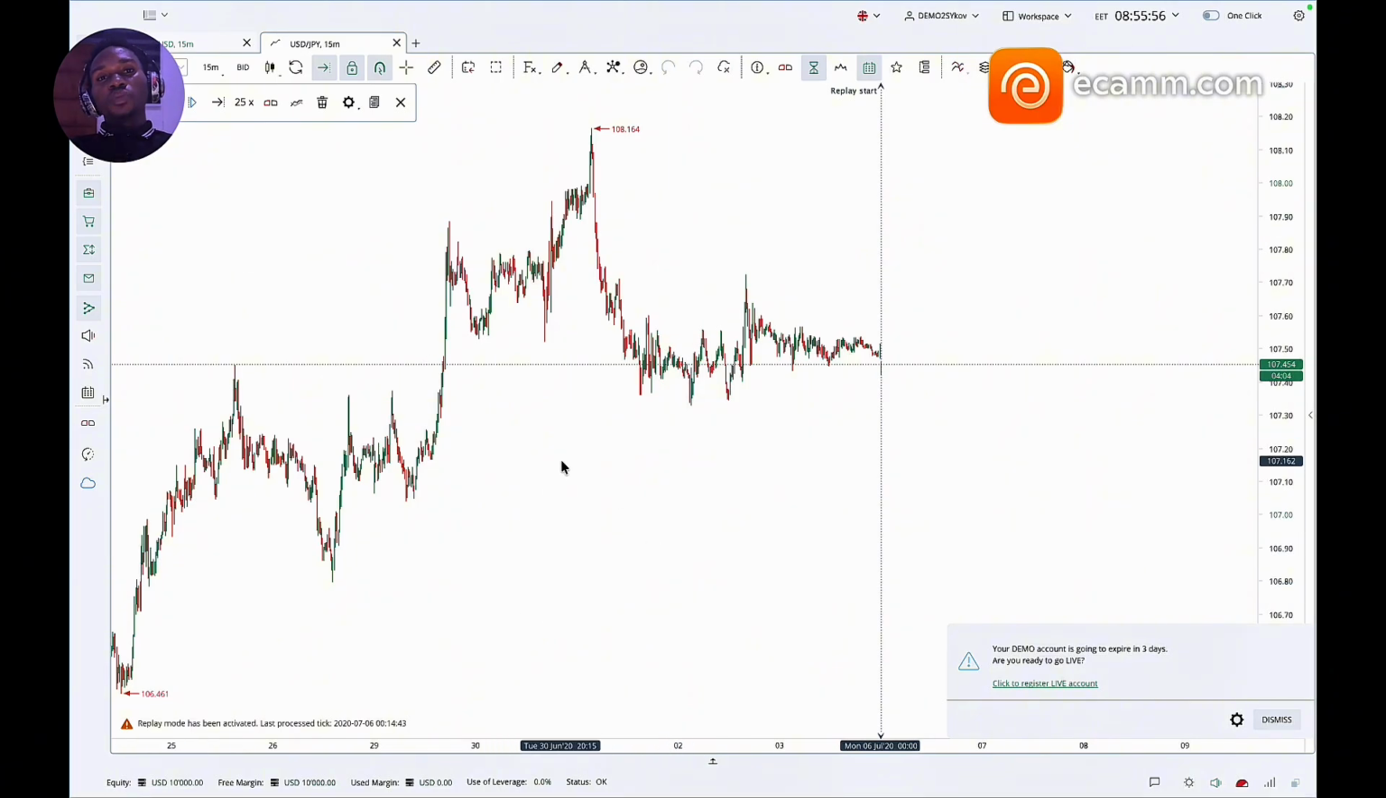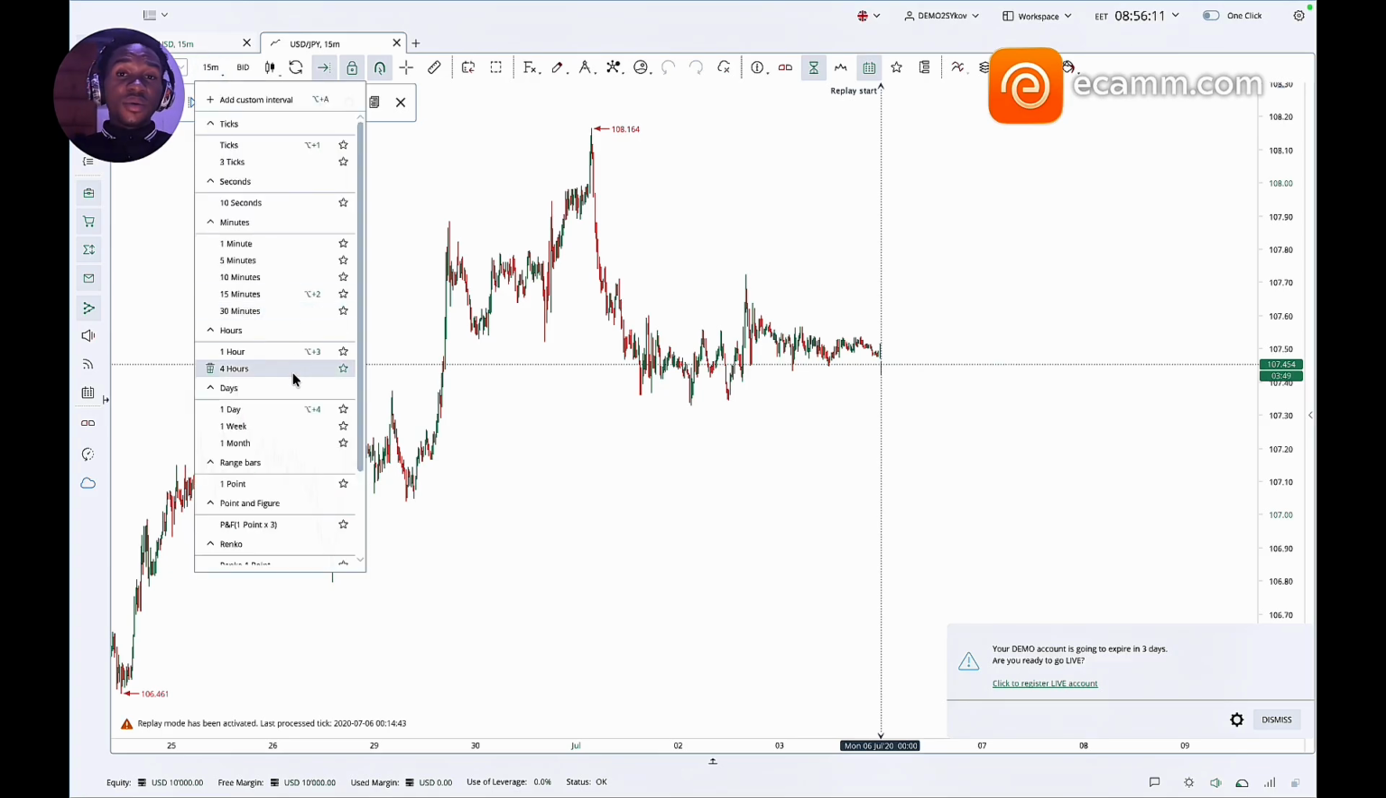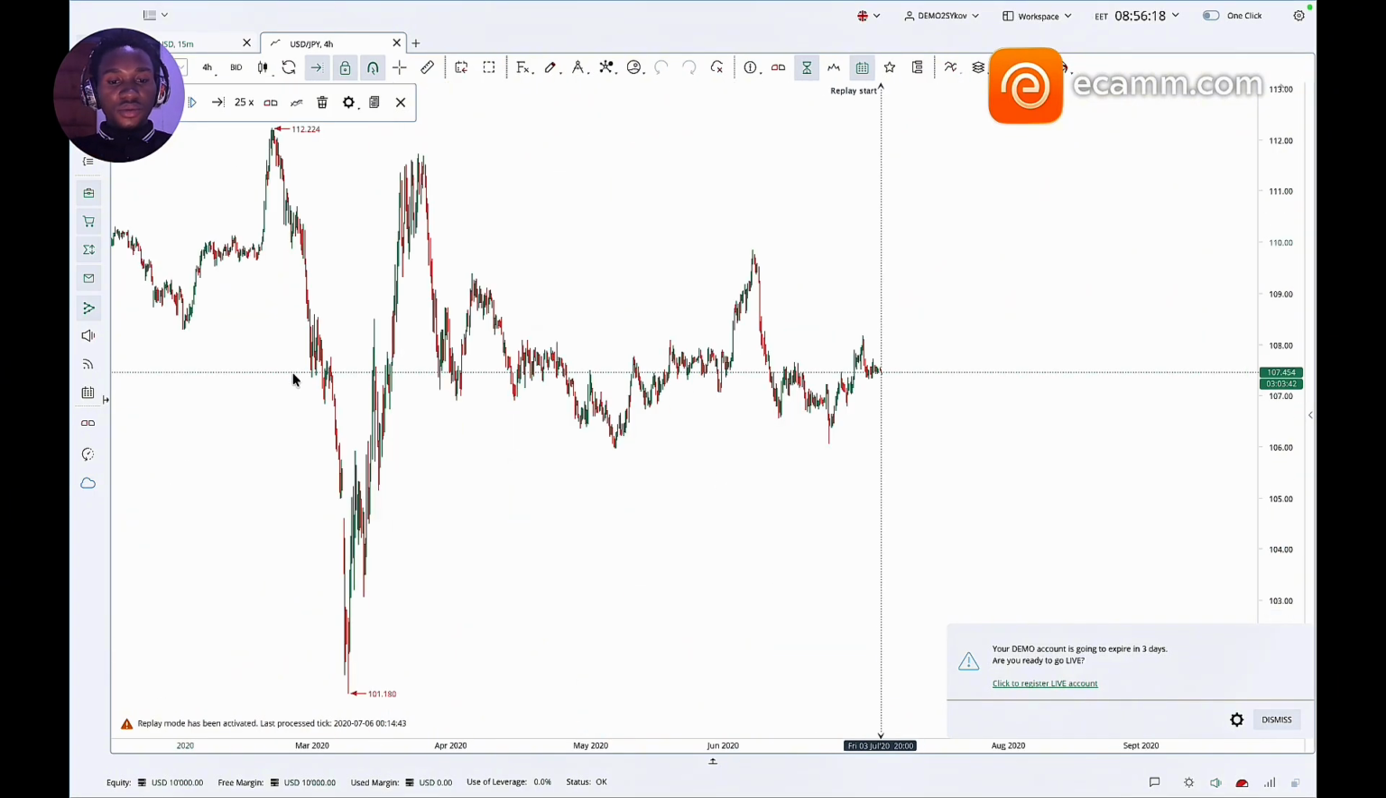Okay, let's see. So whenever you're backtesting, the first thing you want to do is go to the higher time frame to analyze, then go to the lower time frame to execute. So going to the higher time frame now, which is the 4 hour. I prefer using the 4 hour. Some traders use the daily, but I prefer the 4 hour.